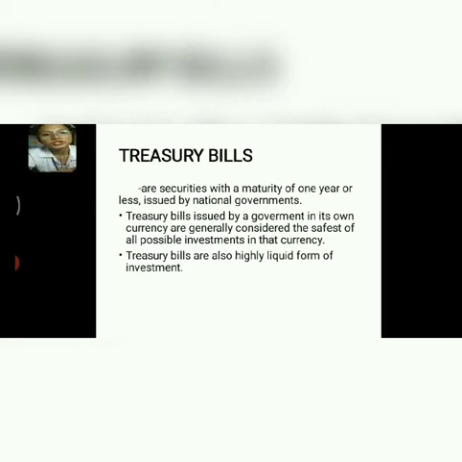And treasury bills issued by a government in its own currency are generally considered as the safest of all possible investments in the currency. It's because they are backed up by the US government. Treasury bills are also a highly liquid form of investments. This means that they are easily tradable. They can be sold on the secondary market and easily converted into cash. Since treasury bills are so low risk, the downside is that the returns are smaller than the other forms of investments.